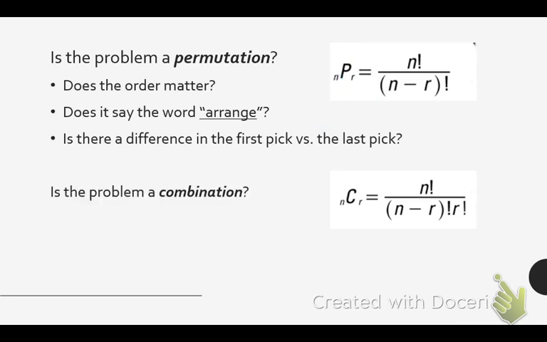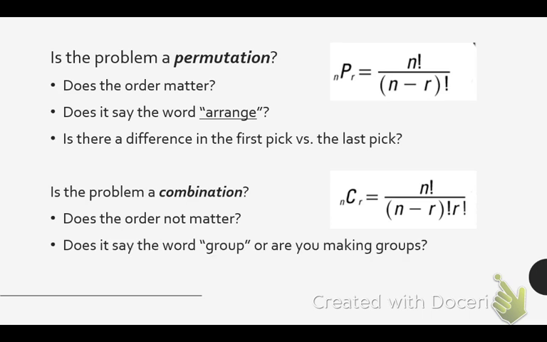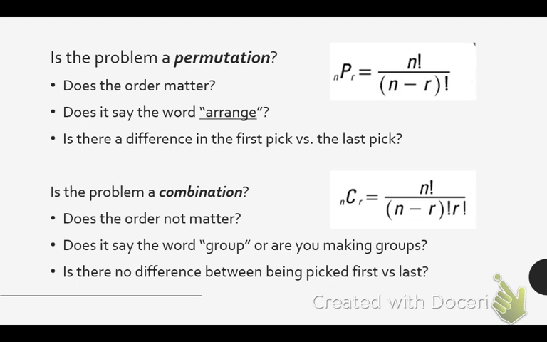Is the problem a combination? You'd use that second formula that's at the bottom. So you would ask yourself, does the order not matter? If it doesn't matter, that is a combination. Another really big idea, if it says the word group or if you're making groups, that would be a combination. And the last, there is no difference between being picked first and being picked last.